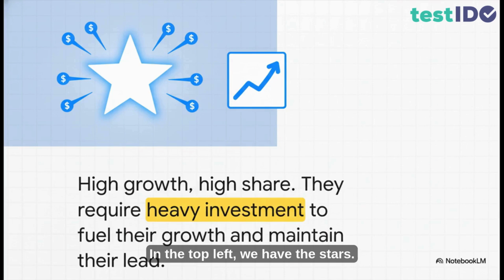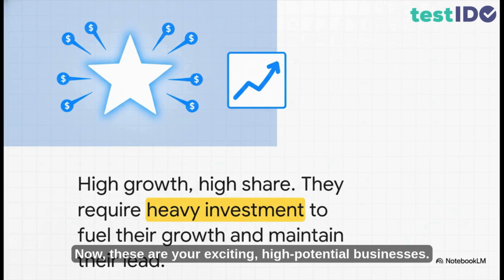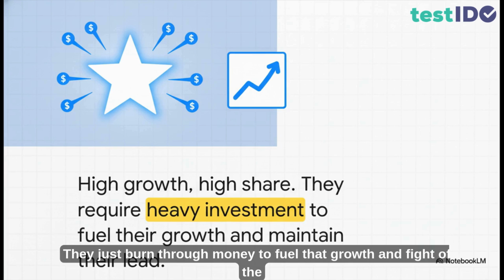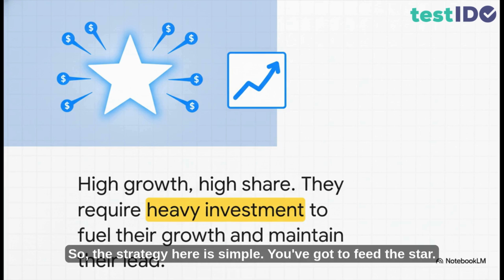In the top left, we have the stars. Now, these are your exciting, high-potential businesses. They're in fast-growing markets, and you're already a leader. That's fantastic. But they are incredibly cash-hungry. They just burn through money to fuel that growth and fight off all the competitors. So the strategy here is simple. You've got to feed the star.